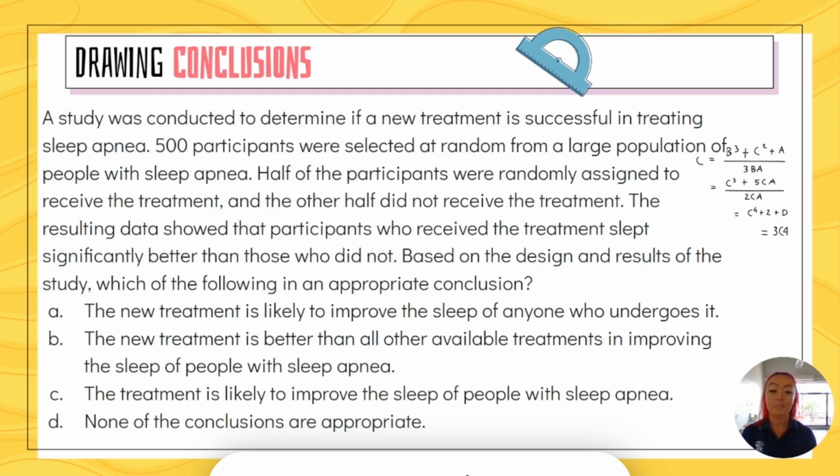C says the treatment is likely to improve the sleep of people with sleep apnea. Well, that one seems the most accurate, right? Because the survey gave half of the participants the treatment, and the other half did not receive the treatment, right? And based on the results, the people who received the treatment did sleep better, right? So choice C has to be the answer. D says none of the conclusions are appropriate, but choice C is appropriate and very valid based on these survey results.